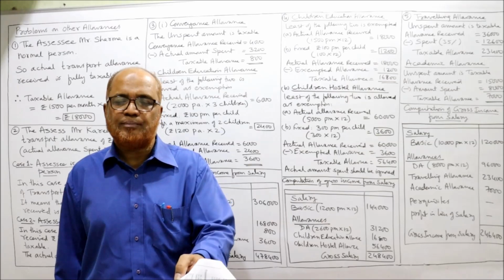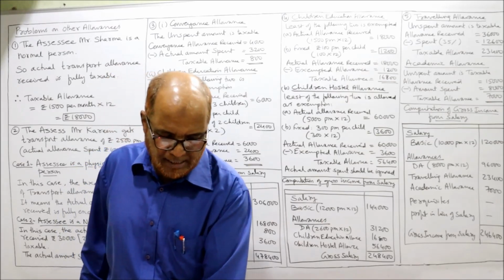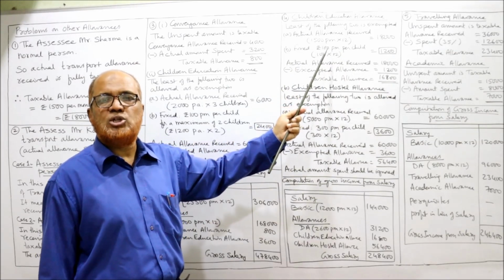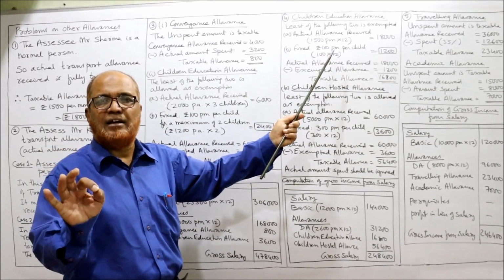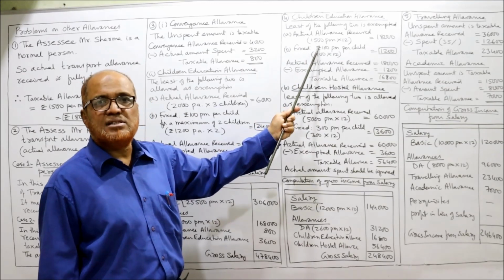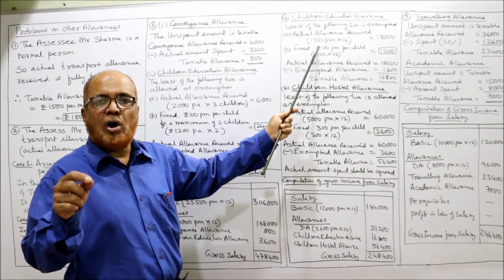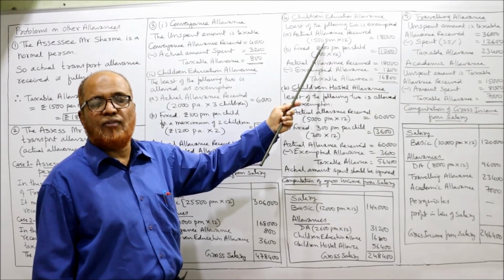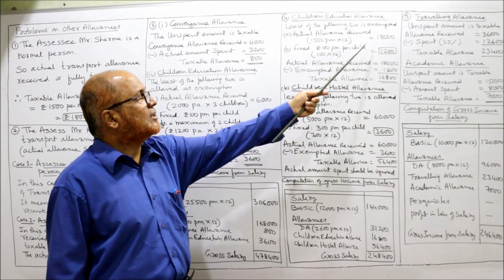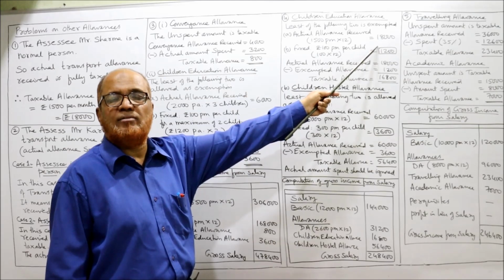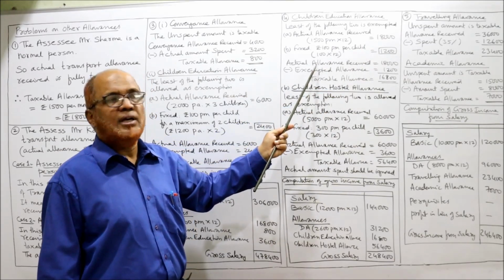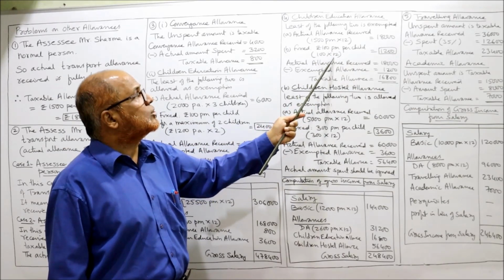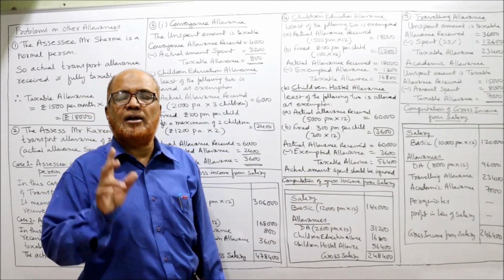Then we can calculate gross income from salary. See, children education allowance. The least of the following 2 is exempted. First one, actual allowance received. The assessee got 1,500 rupees per month for his daughter. So 1,500 per month into 12, 18,000 rupees children education allowance he got. Fixed is 100 rupees per month per child. So 100 rupees into 12 is 1,200 rupees.